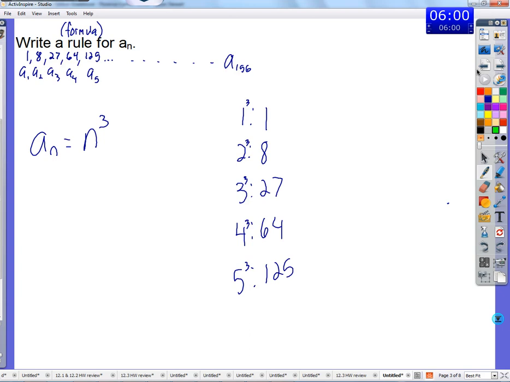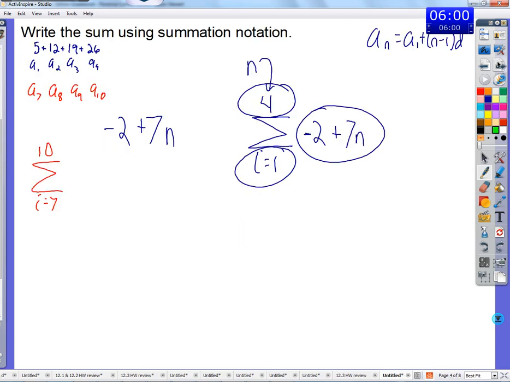Two numbers. Any two numbers, like this number and that number? Well, no, right next to each other. Right next to each other, okay. Take this number minus that number? Yeah. If I take this number minus this number, I will get... oh, that's not an arithmetic sequence. Let's see.